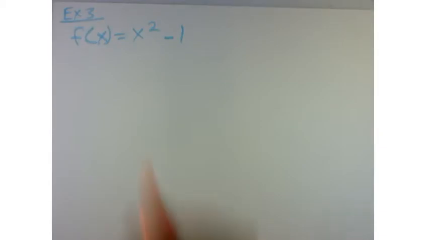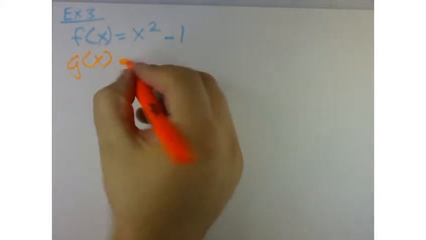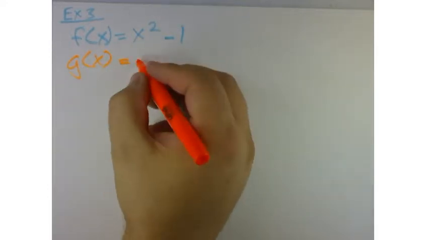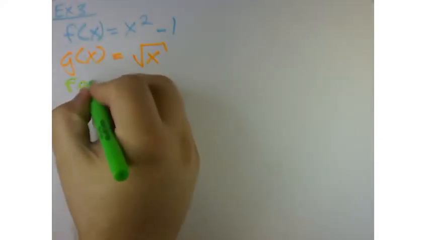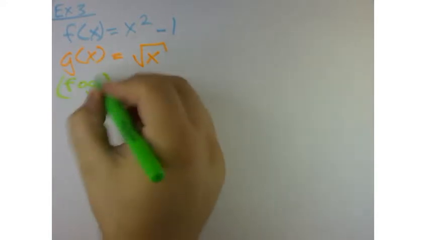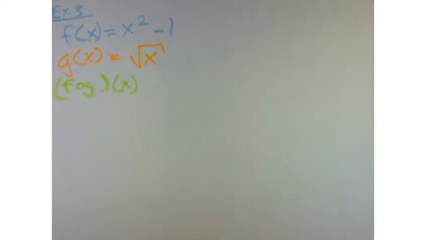There it goes. And then let's let g of x equal the square root of x. Alright, so now what the textbook wants me to do is do f of g and g of f. So for part A they want us to do f o g, or f of g of x. Actually I did it backwards. They wanted you to do g of f first.